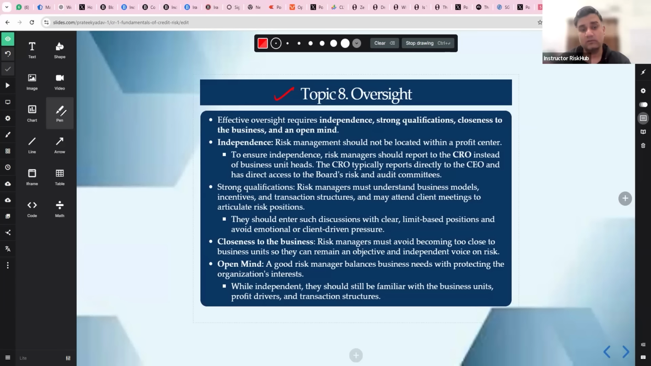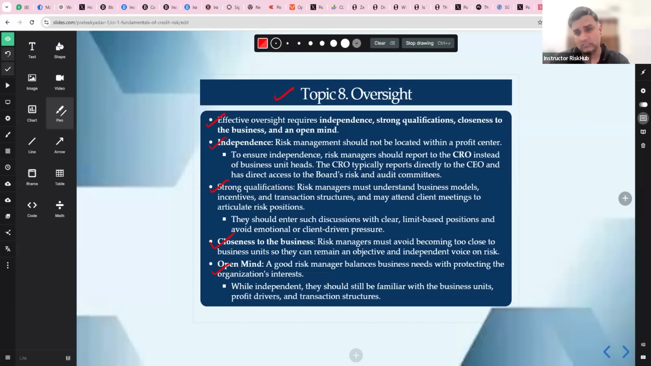So when you look at your oversight, this is extremely powerful. Oversight is not micromanagement. It is your independent, informed supervision of risk taking. This has four pillars: independence, your strong qualifications, your closeness to the business, and an open mind. So let's try to unpack them one by one.